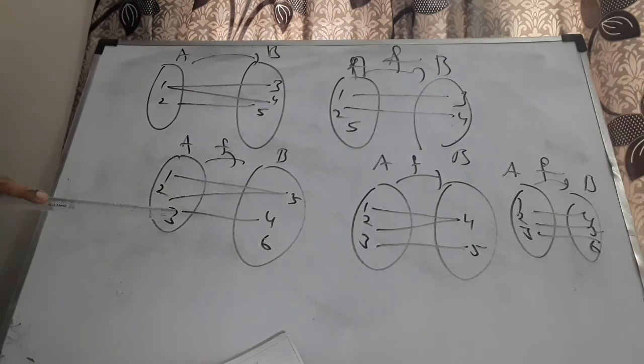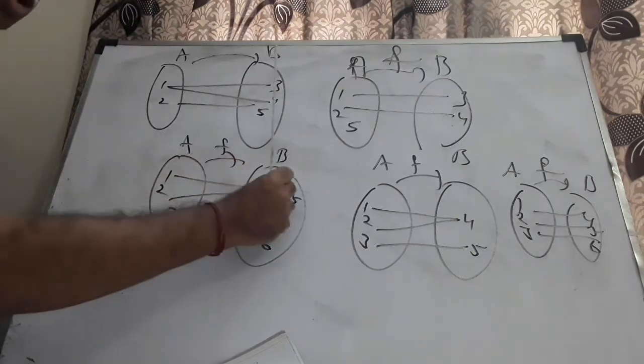Every passenger has a destination. Every passenger is moving now. 1 and 2 move in the same train. Therefore, it is called many to one. Many elements going to one element.